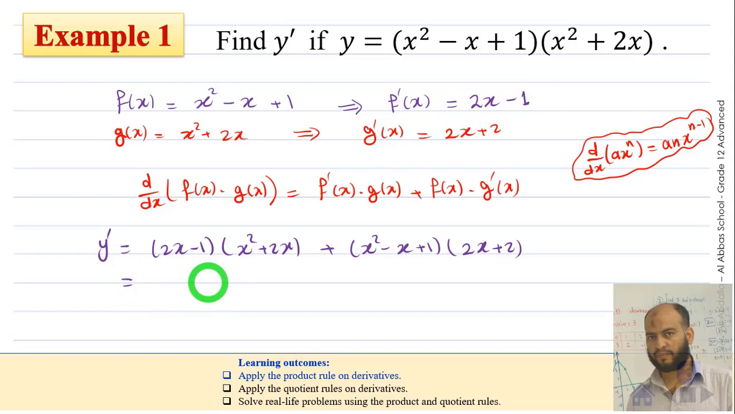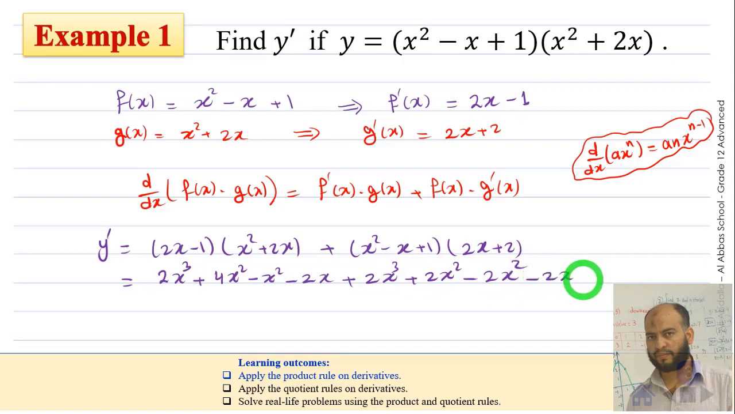Then distribute these parentheses. 2x multiplied by x to the power 2 equals 2x to the power 3, plus 2x times 2x equals 4x to the power 2, minus 1 times x to the power 2 equals minus x to the power 2, minus 2x, plus 2x to the power 3, plus 2x to the power 2, minus 2x to the power 2, minus 2x, plus 2x, plus 2.